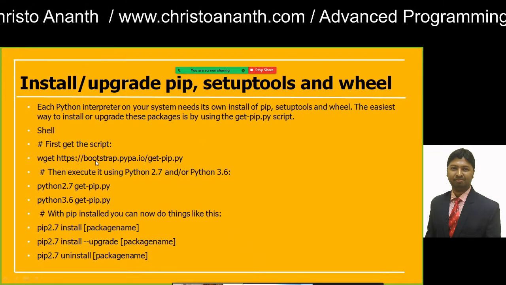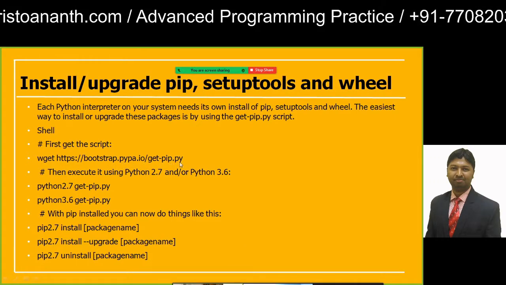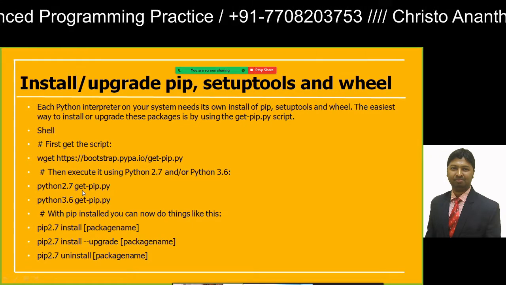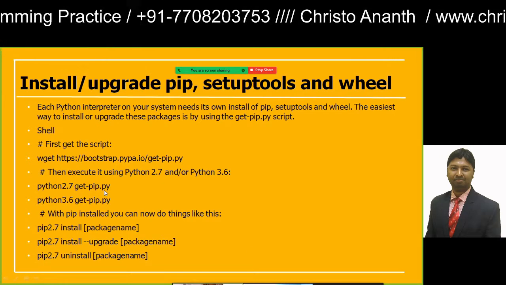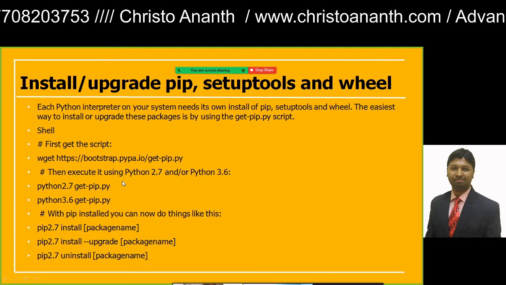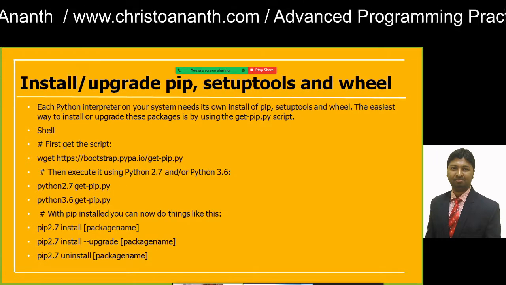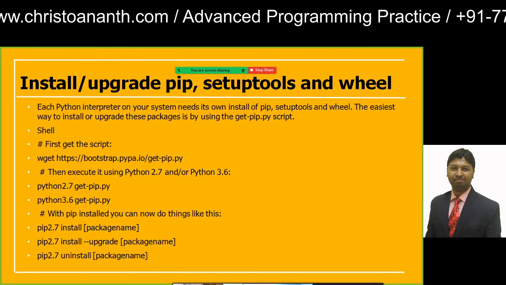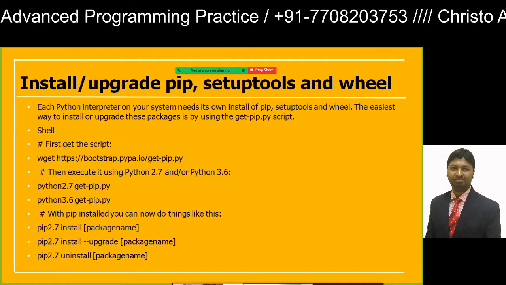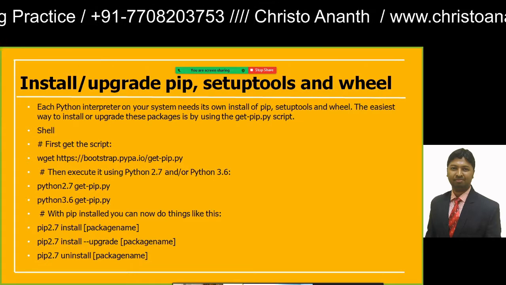For example, wget bootstrap.pypa.io. You have to get the get-pip.py, and after that you go with the 2.7 version with get-pip.py, and after that you go for the 3.6 version with get-pip.py. After it gets installed you go for installation of a package name or maybe upgrading the package name, and you can actually check for uninstall as well, to make sure that you are installing, upgrading and then uninstalling correctly.